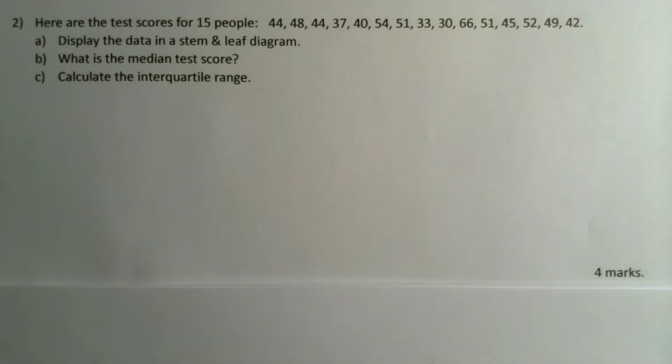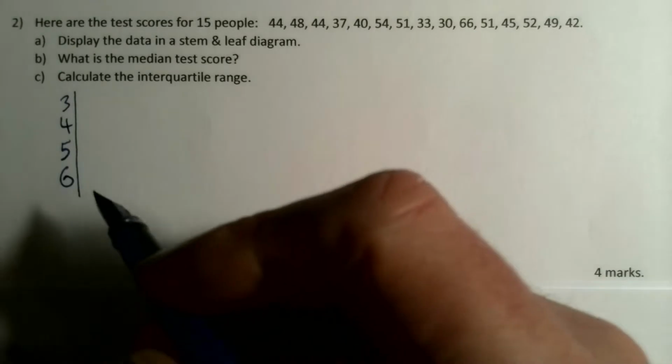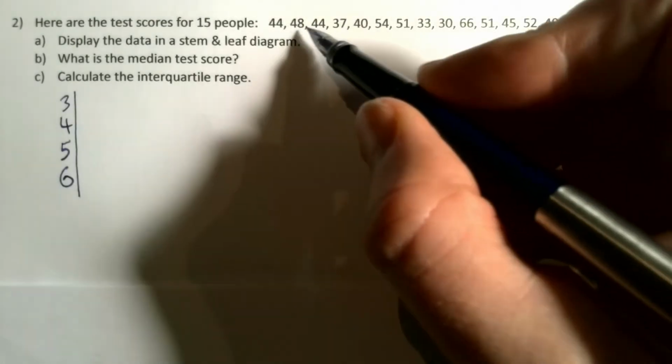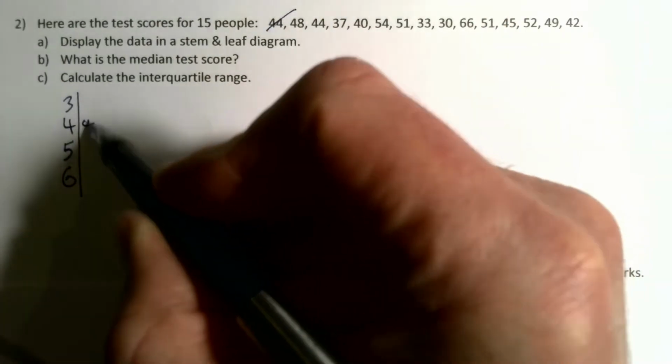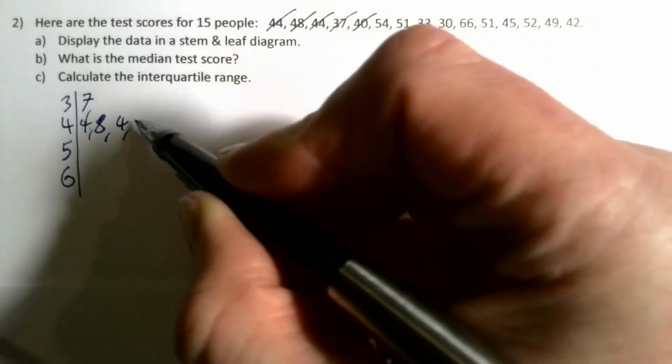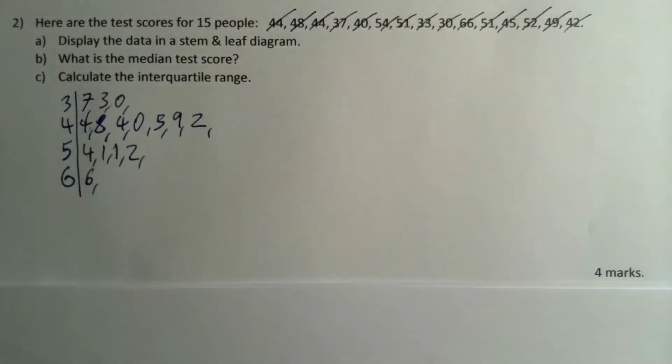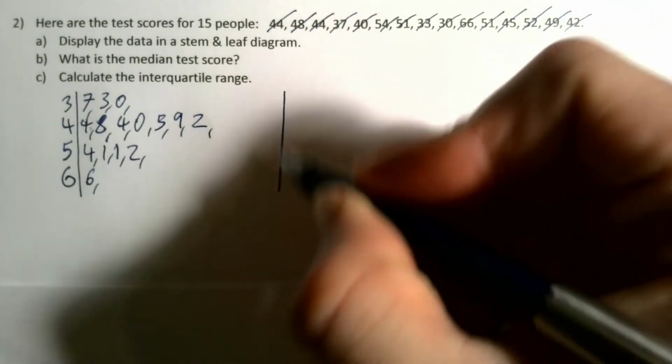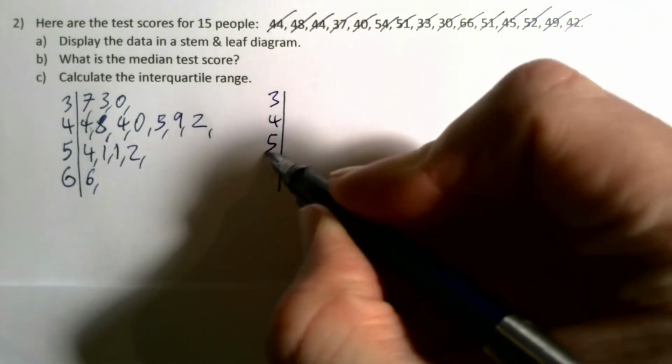Okay, question 2, drawing a stem and leaf diagram. So, here it comes. So there's the stem. Now, don't try and do it in order first time. Go through, cross each one out one at a time, put in the units on there, and you've got the tens just there. That keeps going and should give you something that looks like this.